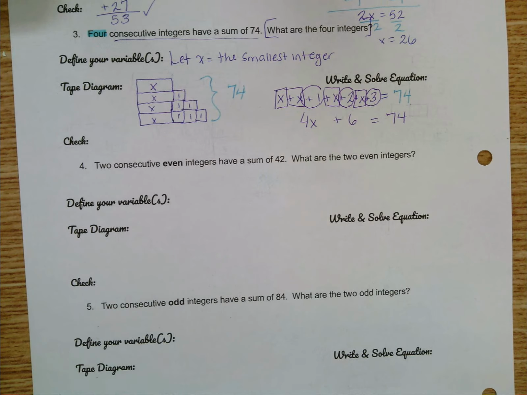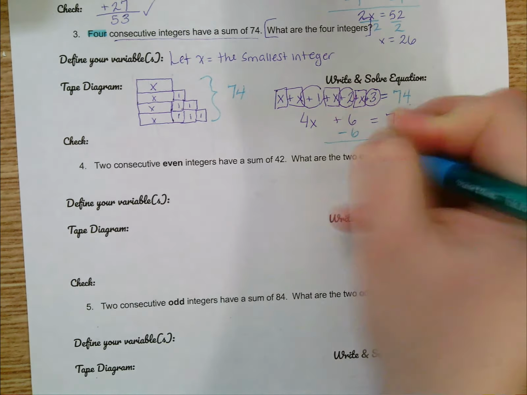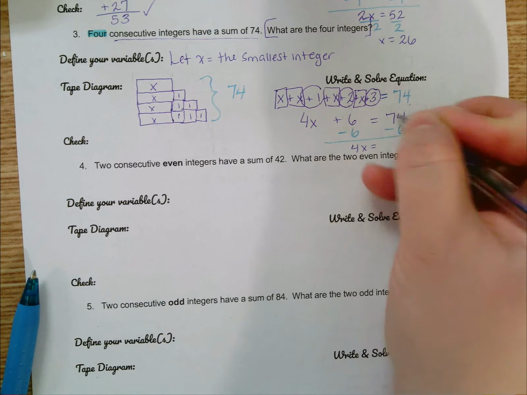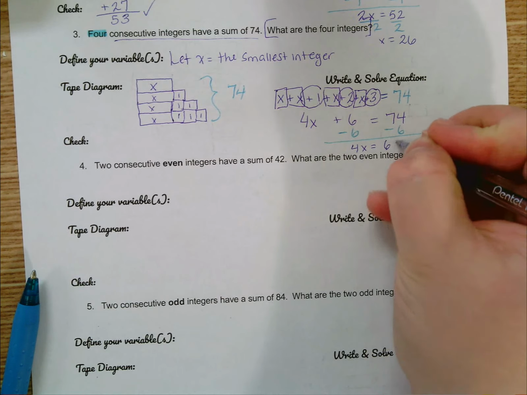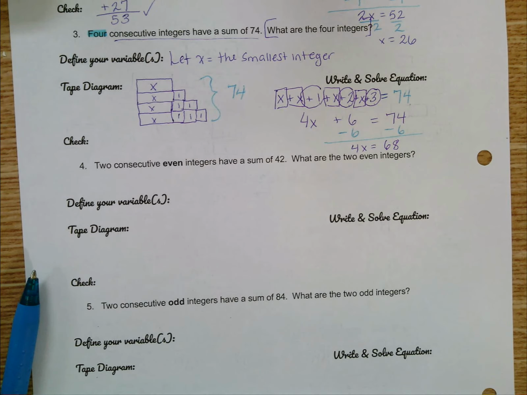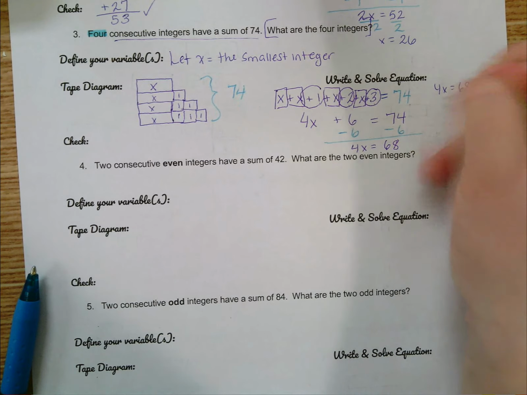Now we've got a 2-step equation that you know how to solve. So I'll start by subtracting 6 from both sides. When I do this, on the left-hand side, I get 4x. And on the right-hand side, I get 74 minus 6, or 68. Now I need to divide both sides by 4. 4x equals 68, so I'll divide both sides by 4.